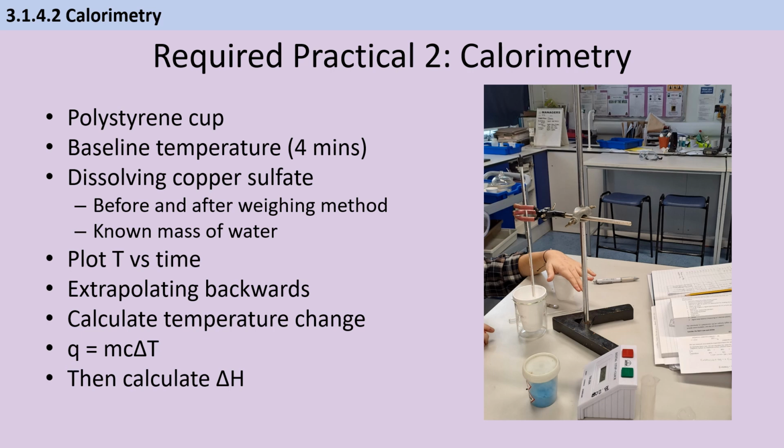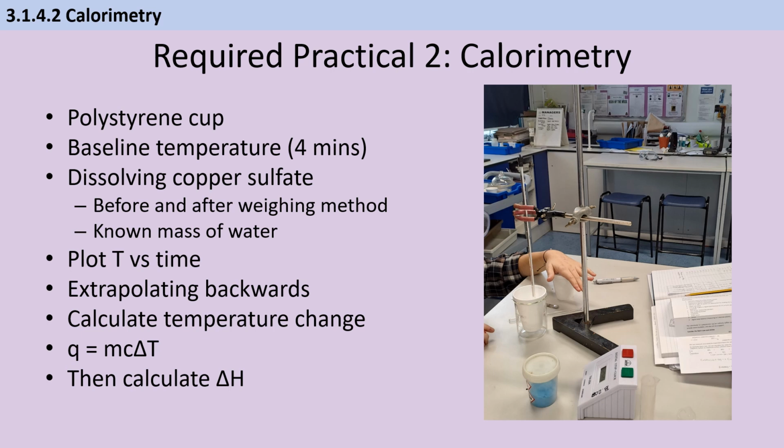Then we need to dissolve the copper sulfate in this, and it's really important here that we have to use the before and after weighing method. You can't use the rinsing method because in order for us to calculate an accurate enthalpy change, we need to have a known mass of water and it all needs to be interacting at the same time, so you can't use that rinsing. So you weigh your weighing boat with your copper sulfate in, then you pour it out and you weigh that weighing boat afterwards to see how much was actually transferred, because there may be residue.